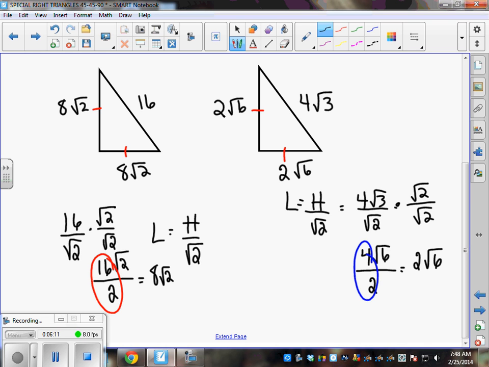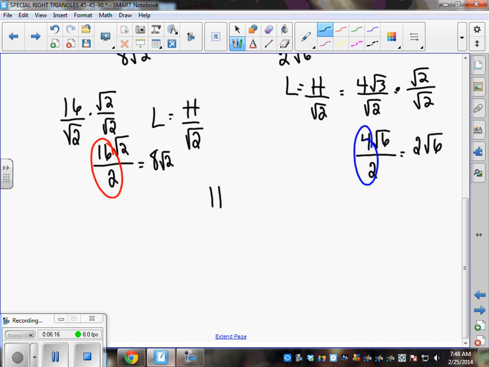When it comes to 45-45-90 triangles, all you need to do is remember those two formulas. The hypotenuse is the leg times the square root of 2, and the leg is the hypotenuse divided by the square root of 2.